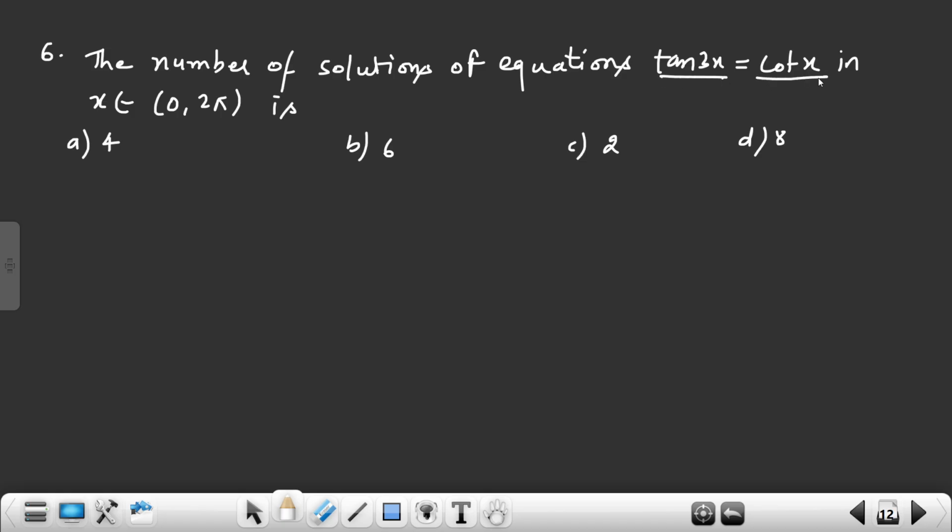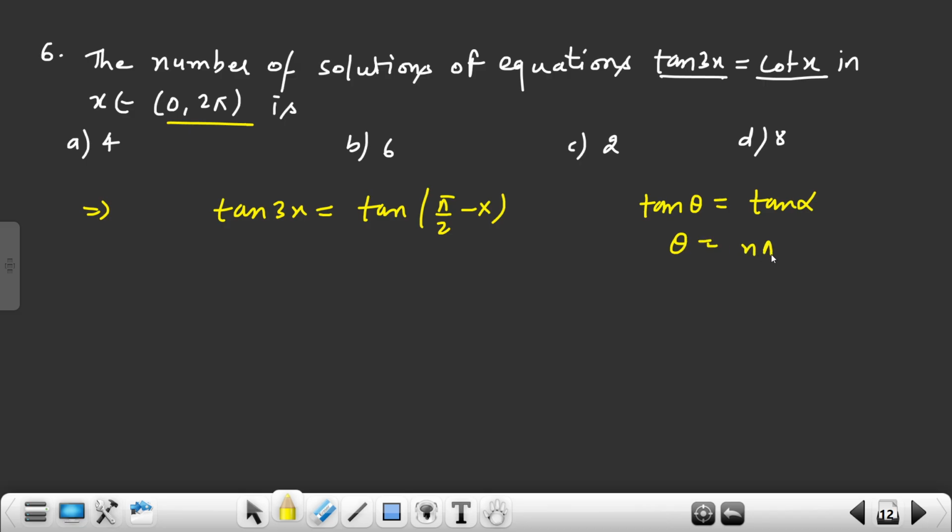Next one, tan 3x is equal to cot x. What we have to find? We have to find the number of solutions in 0 to 2 pi. Now tan 3x, I can write cot x as tan(90 minus x), right? Now you know that tan theta is equal to tan alpha. It means theta equals to how much? n pi plus alpha. Now similarly 3x value is n pi plus pi by 2 minus x.